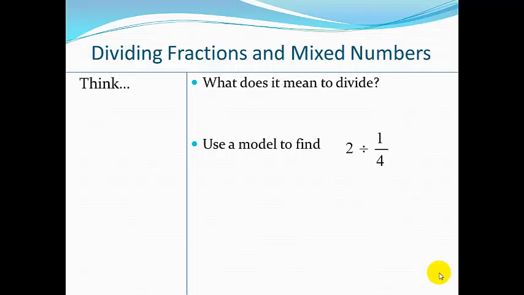So today we're going to talk about dividing fractions and mixed numbers. We've already done adding, subtracting, multiplying, so it would make sense that now we're going into dividing. So what does it actually mean to divide? What we're used to thinking is I have $10, I'm going to split it between me and my friend. So we each get $5.